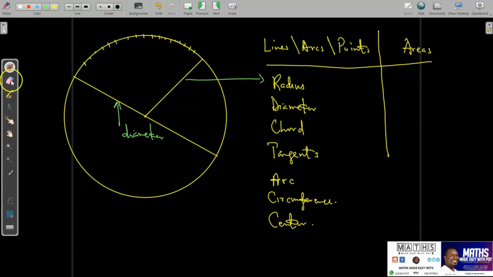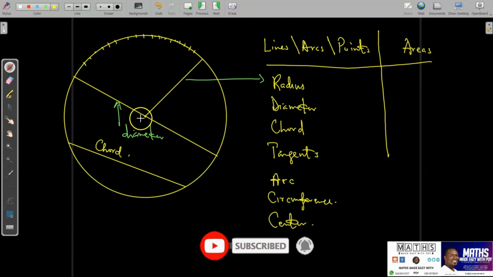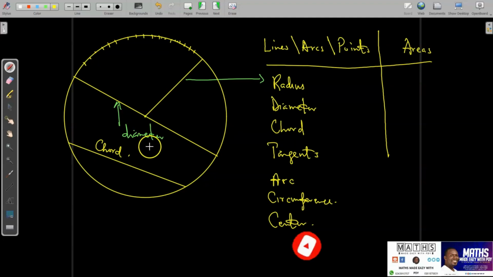Then we may have a chord. A chord is simply a line segment that connects 2 points on the circumference of the circle. So that is a chord. Now, the diameter is a special chord because it automatically passes through the center of the circle. So you can also define the diameter as a special chord which passes through the center of the circle, and it is accepted.